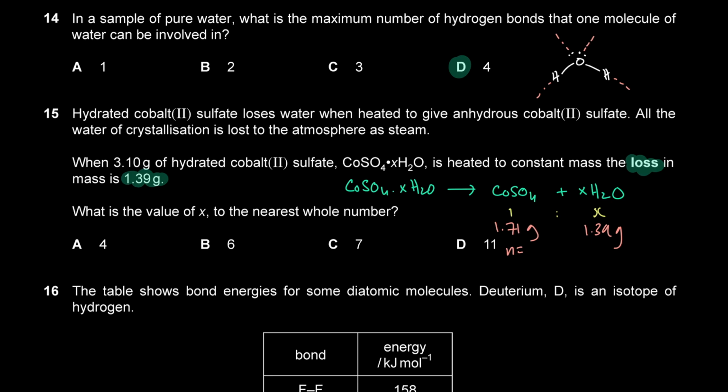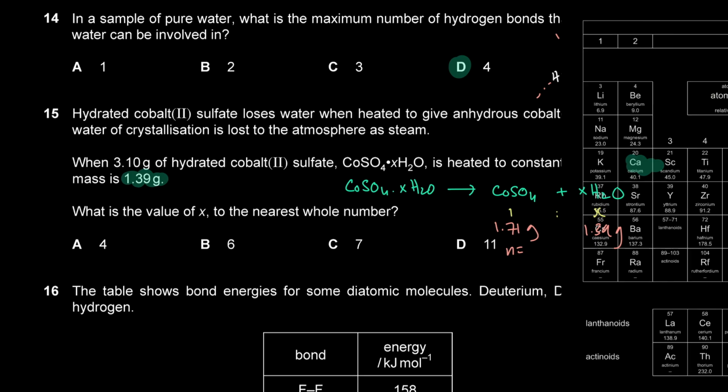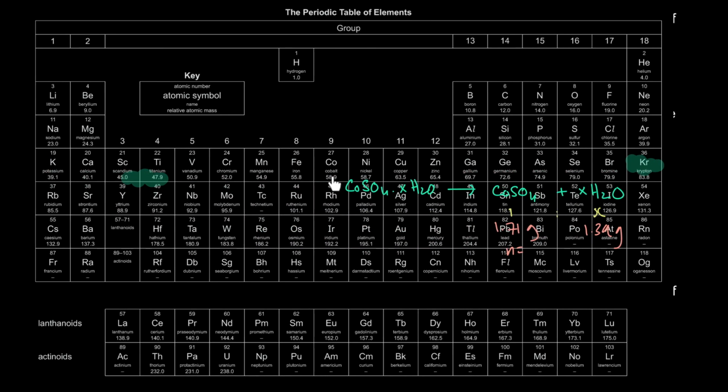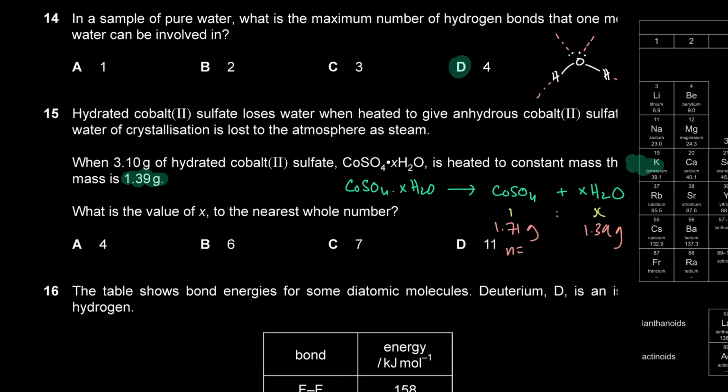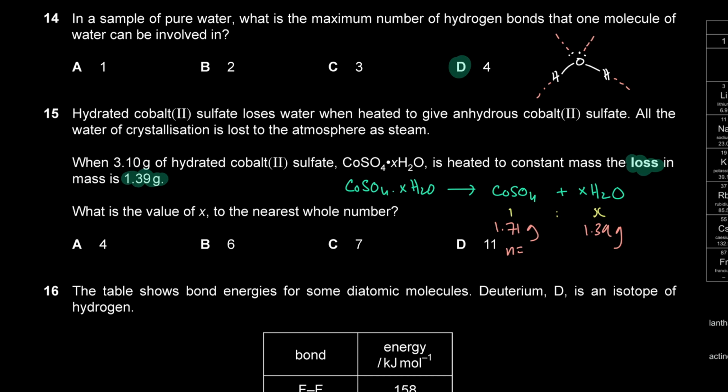Cobalt from the periodic table has a relative atomic mass of 58.9. Sulfur is 32.1, oxygen is 16. So the number of moles is 1.71, the mass, divided by the Mr, or the molar mass, which will be 58.9 plus 32.1 for sulfur, and then we have 4 oxygens, that's 64. That gives us the number of moles of cobalt-2 sulfate as 0.011 moles.